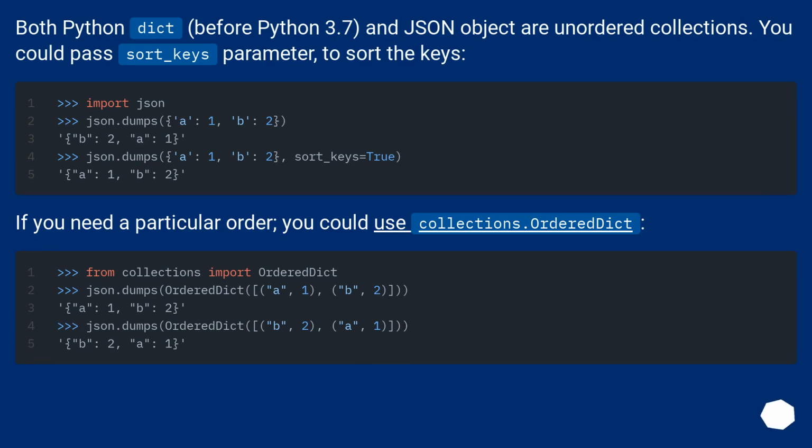Both Python dict, before Python 3.7, and JSON object are unordered collections. You could pass the sort_keys parameter to sort the keys. If you need a particular order, you could use collections.OrderedDict.